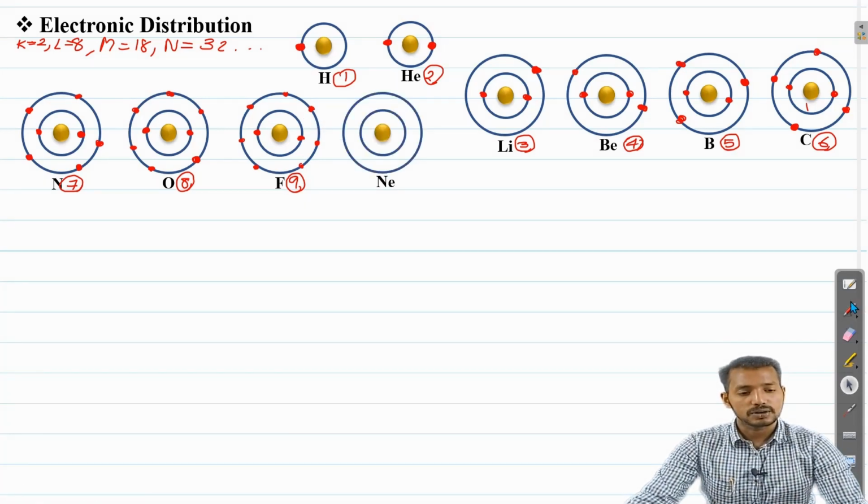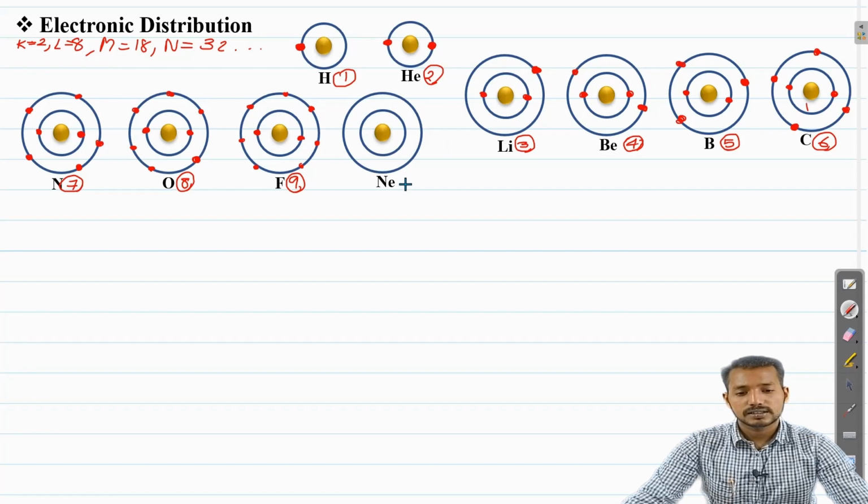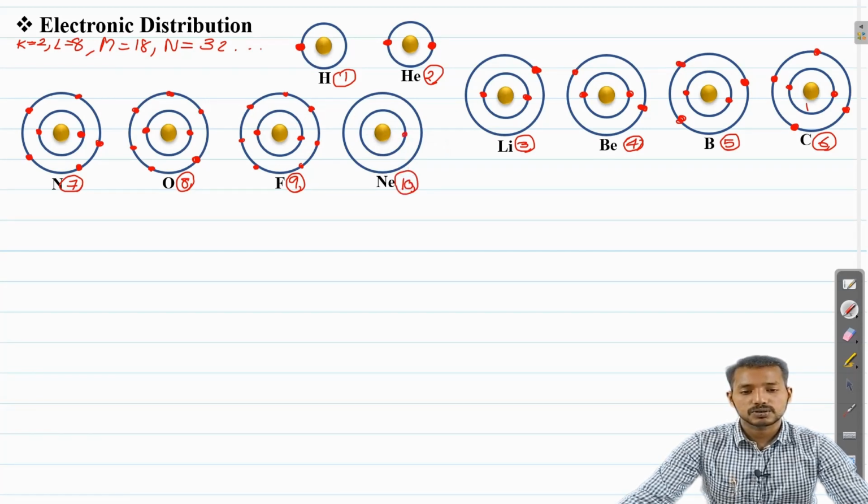Next one is neon. In case of neon, there are 10 electrons total in the neutral neon atom. So first 2 electrons in the first orbit, remaining 8 electrons. 2 plus 8 is equal to 10. 1, 2, 3, 4, 5, 6, 7, 8.